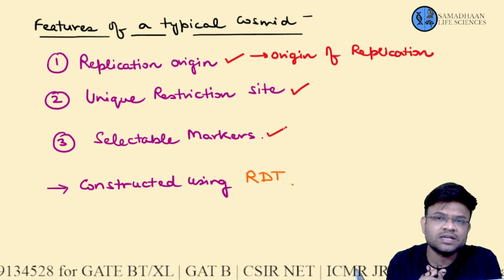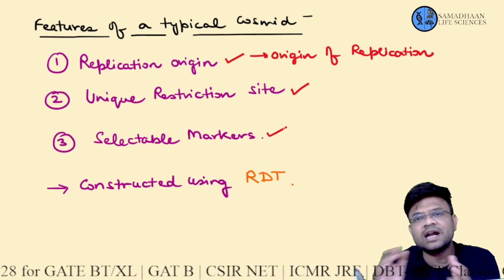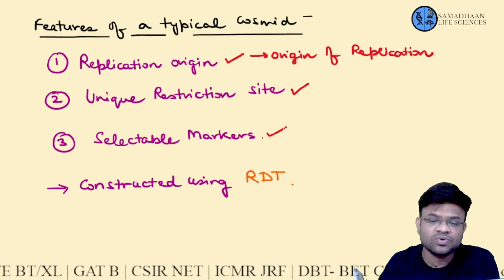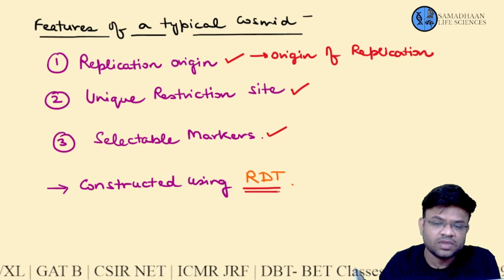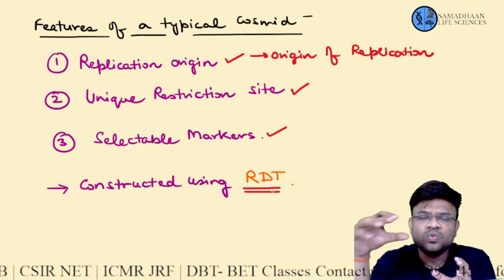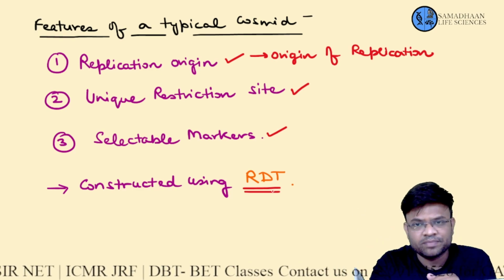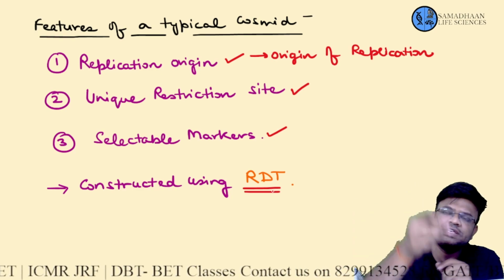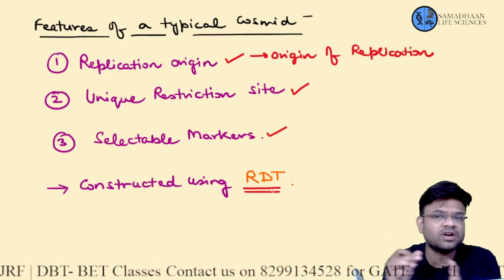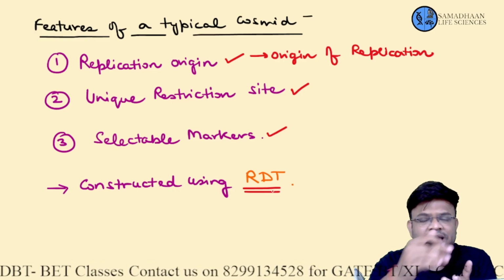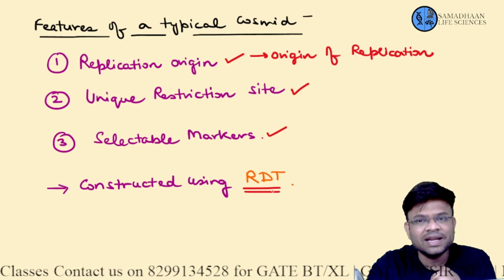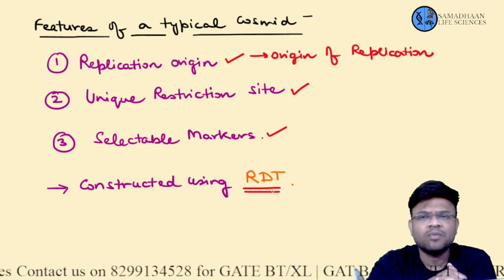Now cosmid vectors are not present naturally. That means they are artificial vectors. These artificial vectors can be synthesized only by RDT. I will give you a nice example over here. For example, you want to purchase a computer. Now different companies will provide or manufacture different components of a computer. For example, let us say Samsung manufactures a particular component, and Intel manufactures a particular component, and so forth.